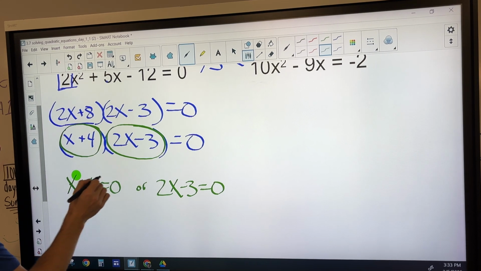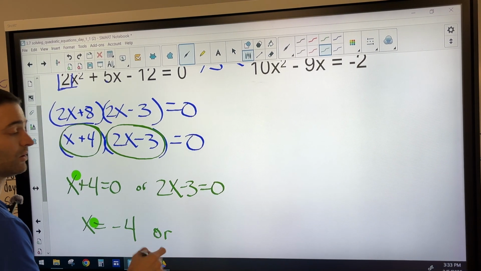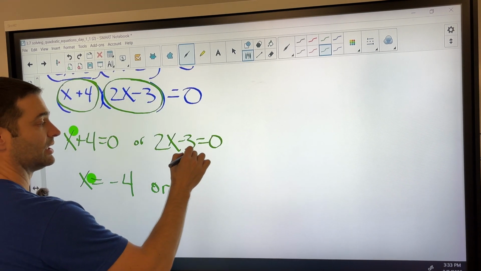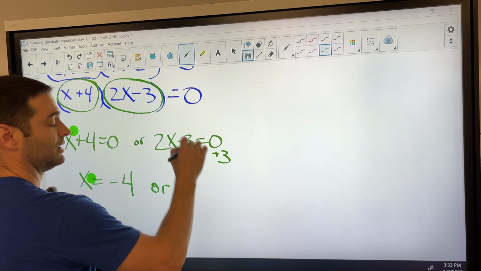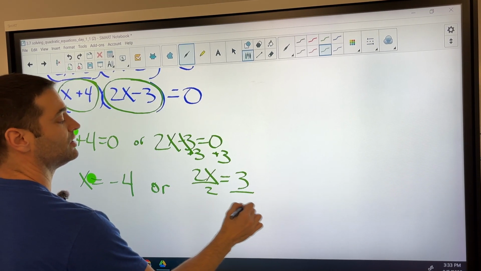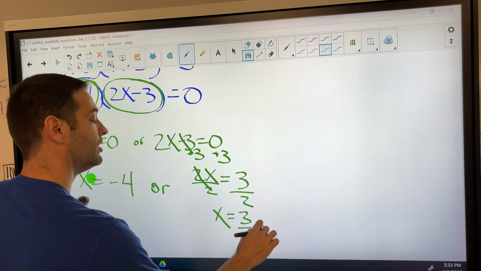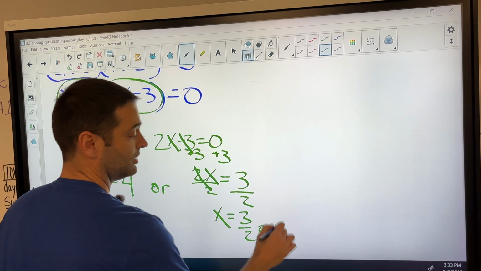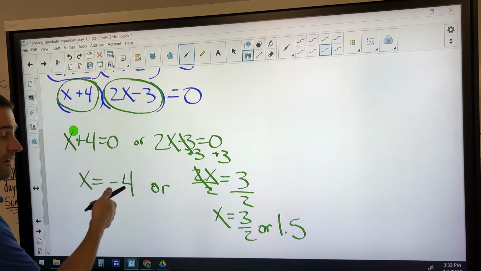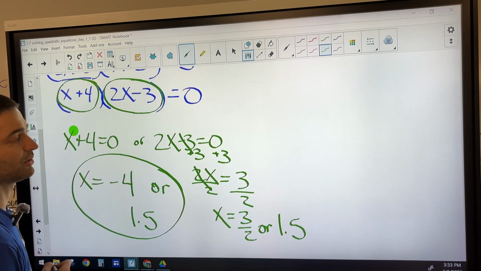Negative 4 plus 4 is 0. So x equals negative 4, or add 3 to both sides. That's going to be 2x equals 3. Divide by 2. X equals 3 over 2. Or what is 3 divided by 2? 1.5. So x equals either negative 4 or positive 1.5.